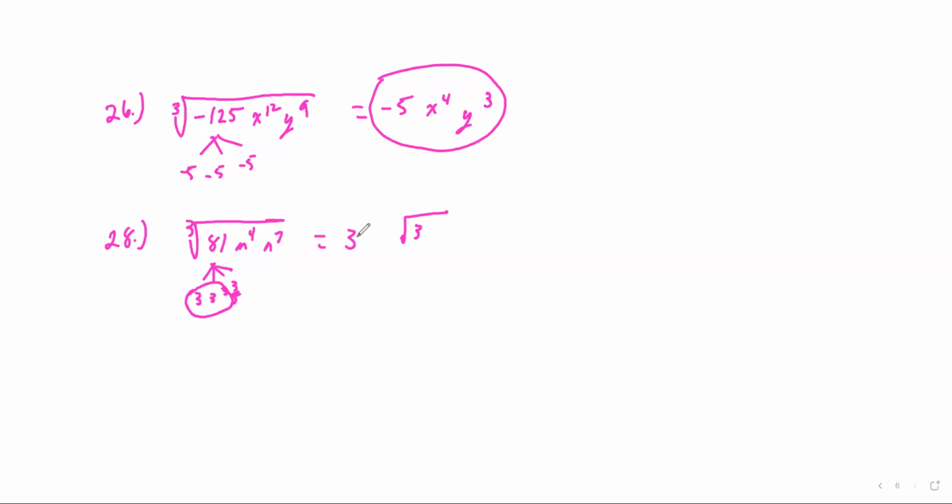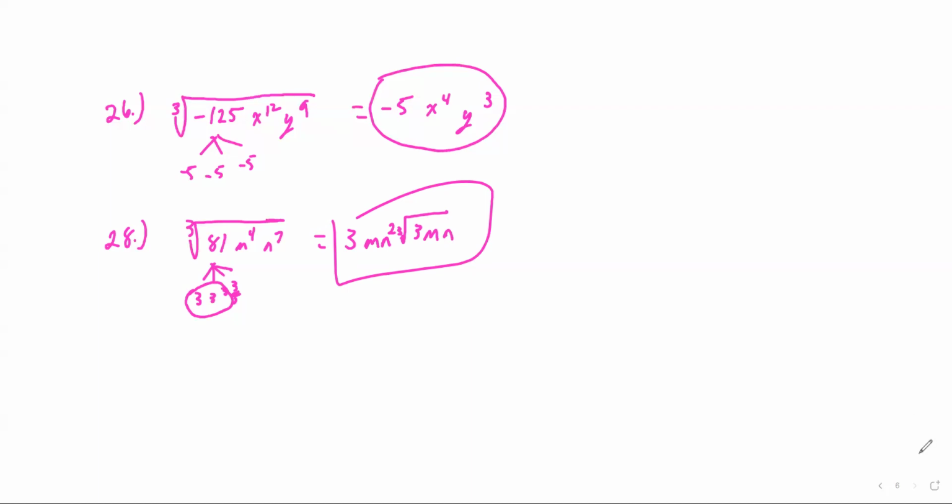3 then goes into 4 one time with the remainder of 1. Then 3 goes into 7 2 times. Forgot the index of 3 there. 2 times with a remainder of 1. So therefore, this would be your final answer. So again, working it that way, keeping the perfect stuff on the outside, any leftovers stay on the inside.